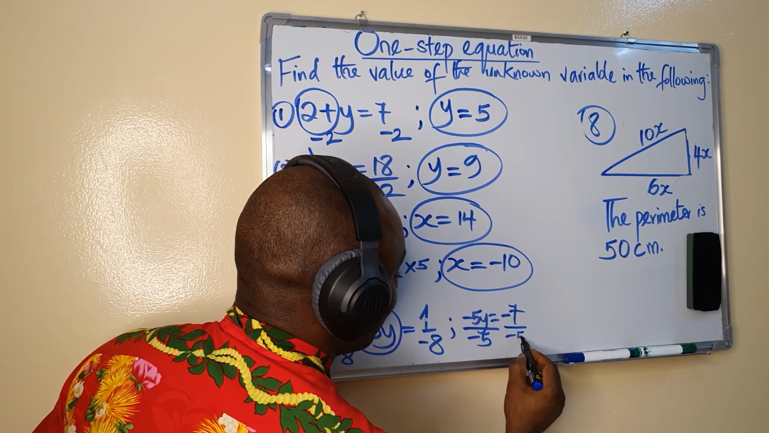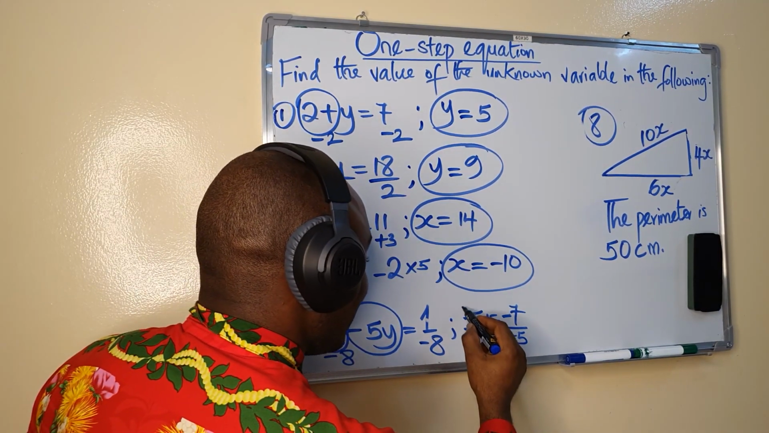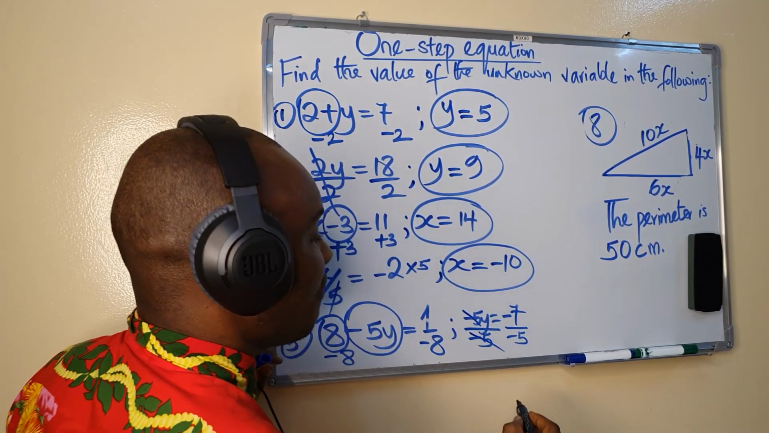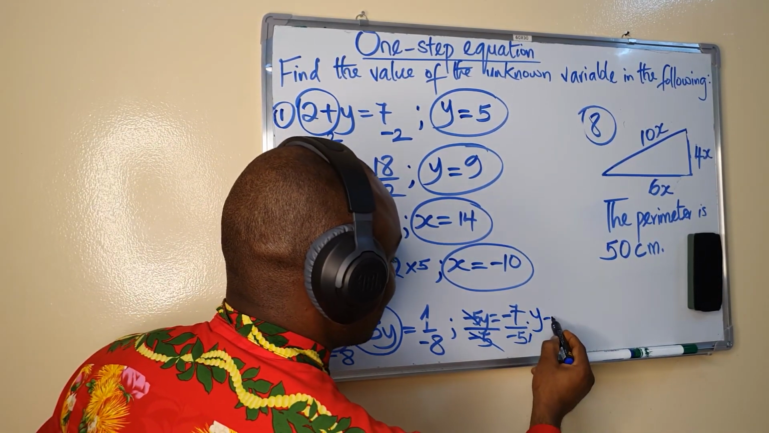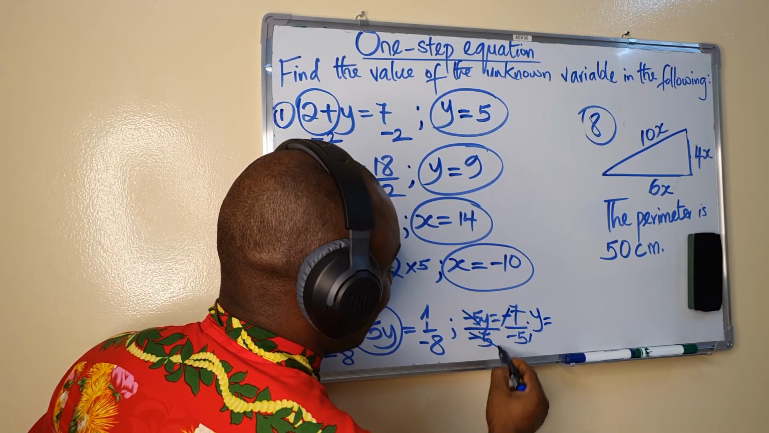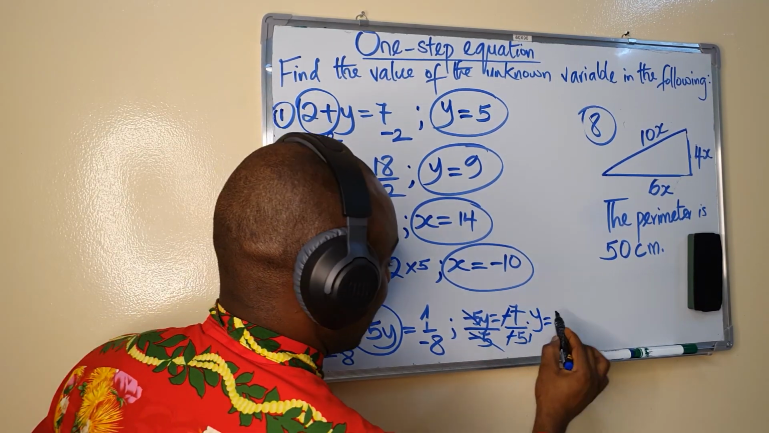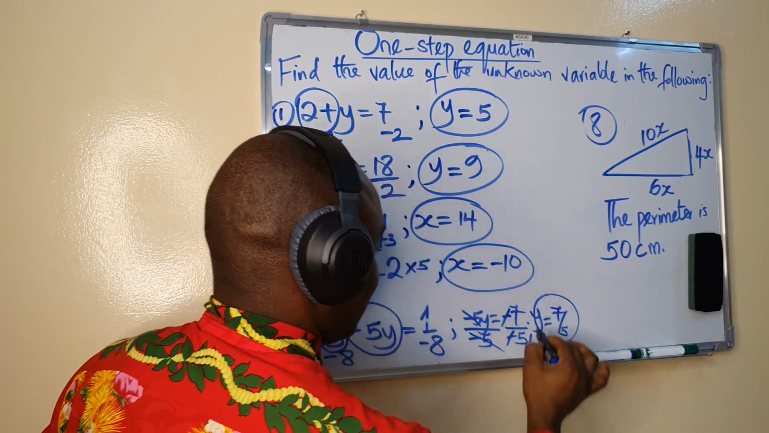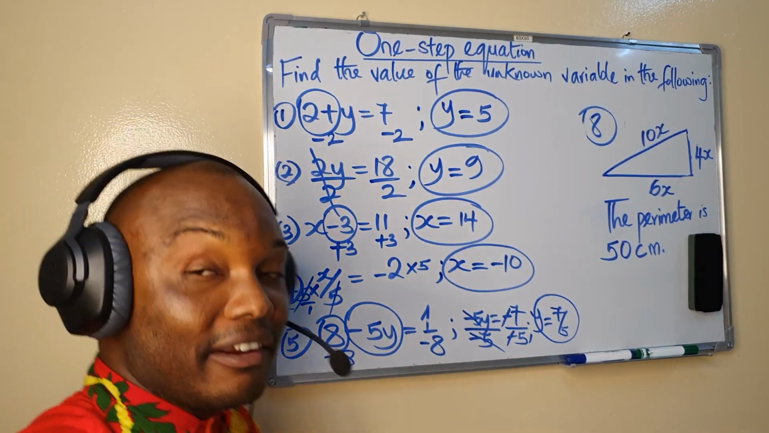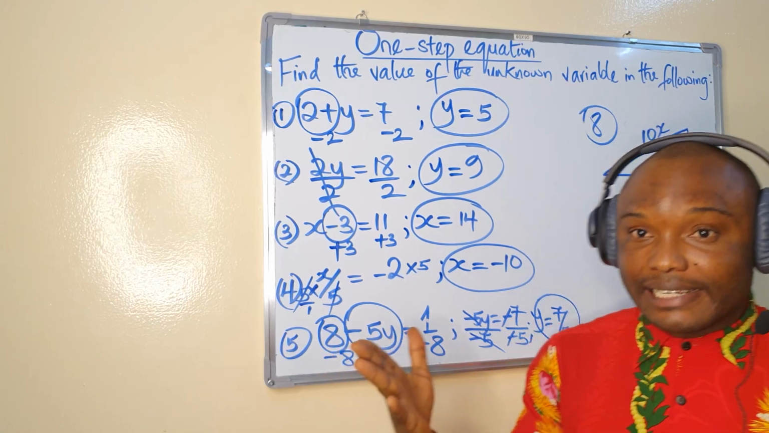Divide by negative 5. So if you do that, negative 5 cancels out negative 5. You are left with only y on that side. So y is equal to, watch here, negative can actually cancel out negative. So you are left with 7 upon 5. This is the value of y for question number 5. It is solved as well. It's as easy as that.